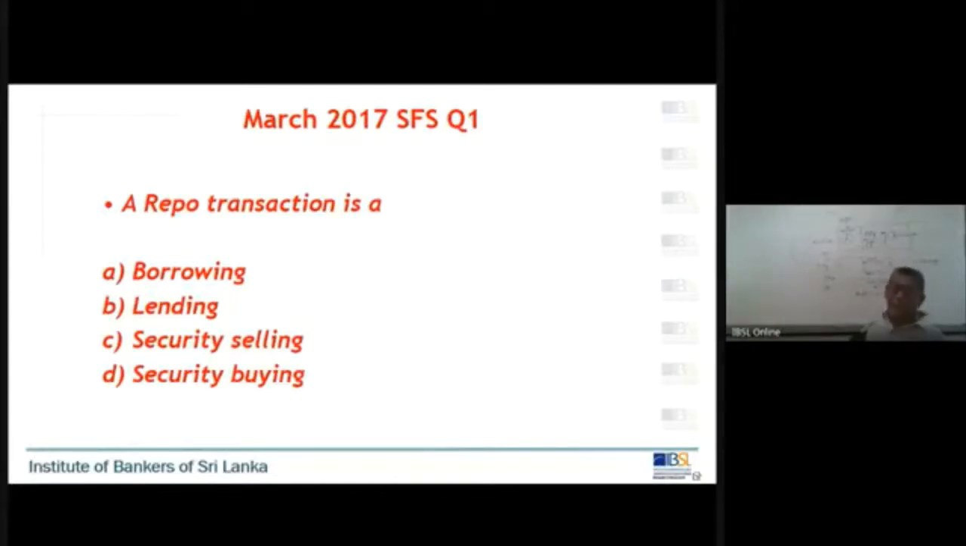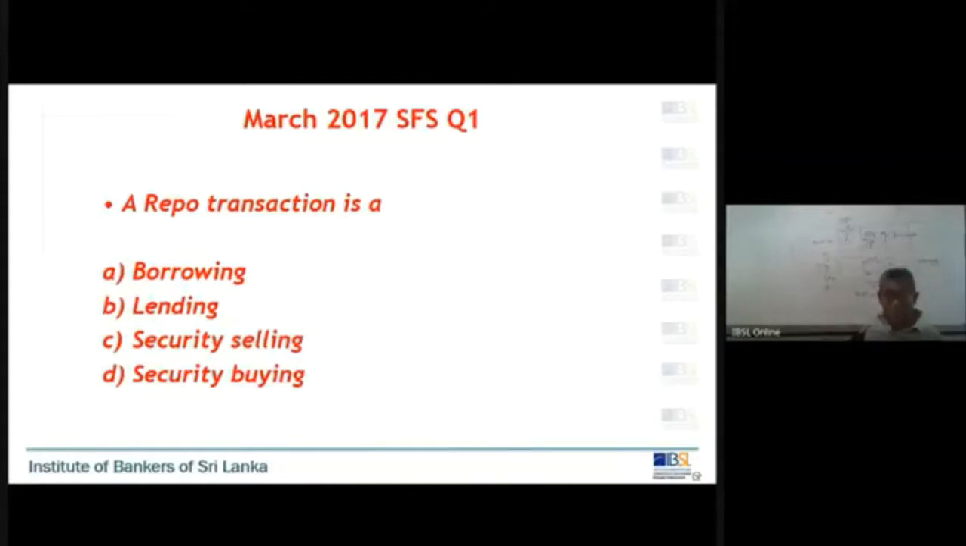Okay. I'll give the same question to you, but instead of repo, I put reverse repo. What may be the correct answer? A reverse repo transaction is a what transaction? Is it a borrowing there? No, it is lending. He gives back. He's a lender. The lender gives his security and asks for the money. So if a reverse repo comes instead of repo, it's a lending transaction.